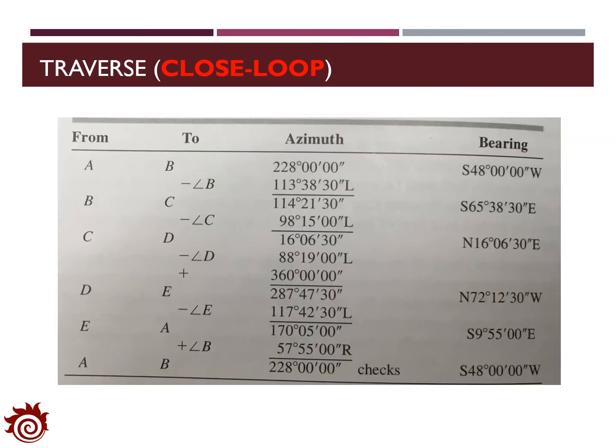This table summarizes the result of the closed loop traverse as we showed in the previous page. Basically, by checking the error, we find that there's no need for us to apply any correction. In addition, for the real-world implementation, if you want to use bearing, you can always convert the azimuth to bearing based on the equation that we mentioned previously.